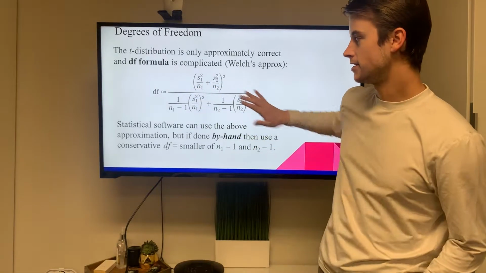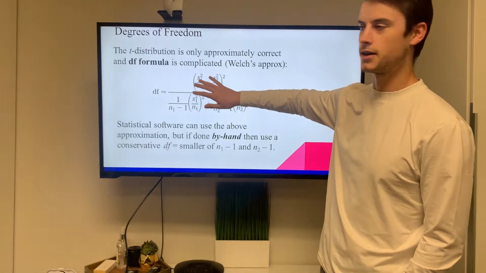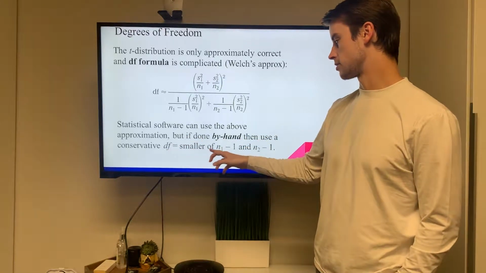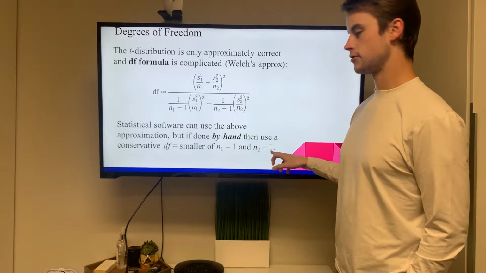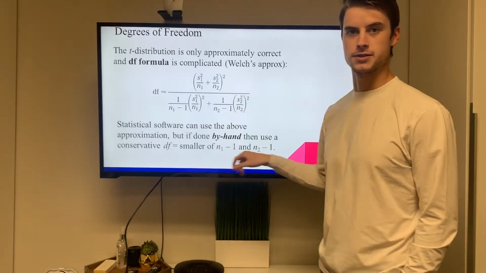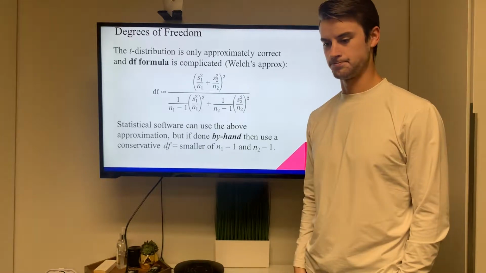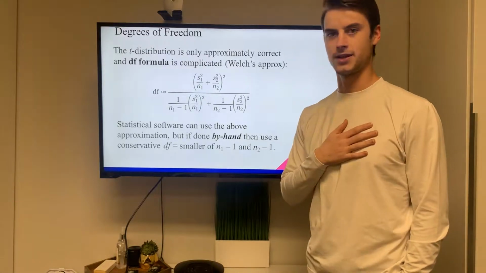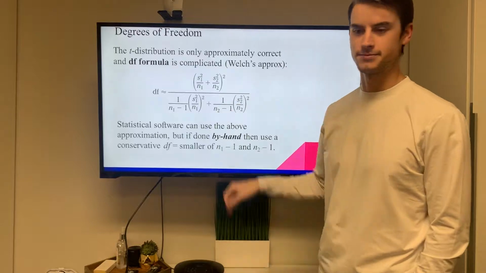But instead of doing all of this, it's gross and ugly and I don't like looking at it, okay? What we can do is just take the smaller of these two, right? So n1 minus 1 and n2 minus 1, whichever one of these is smaller, take that degree of freedom, okay? It's a much more conservative approach, but it's definitely a lot easier on you, okay? So do it this way, don't do it that way.